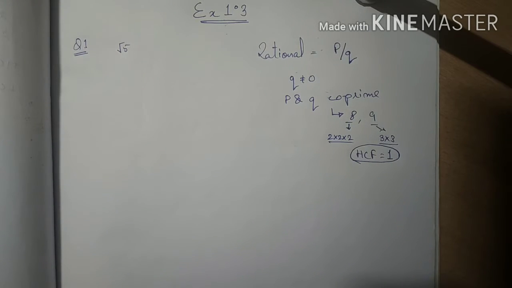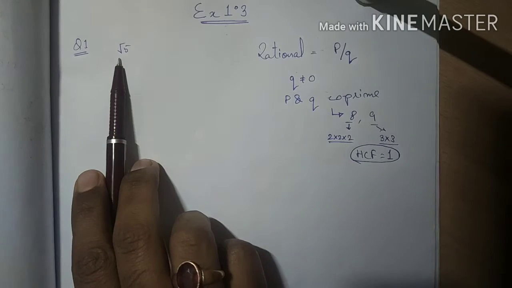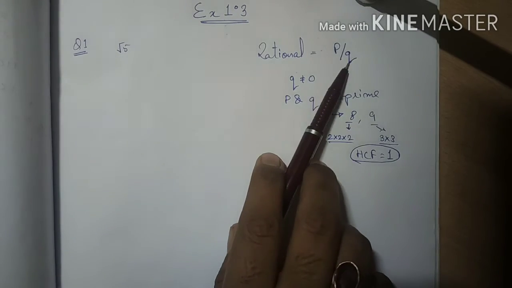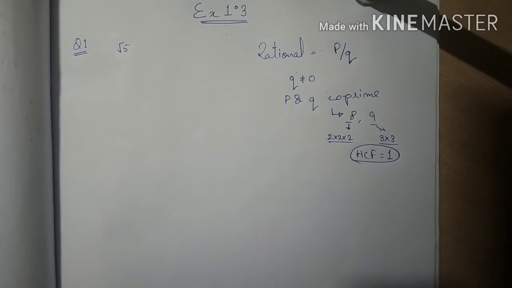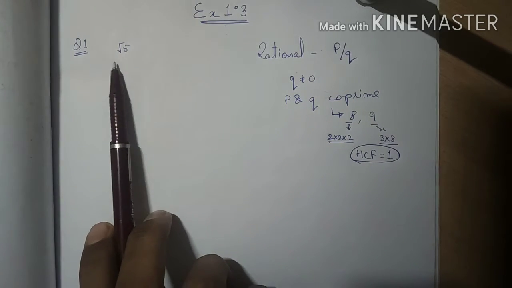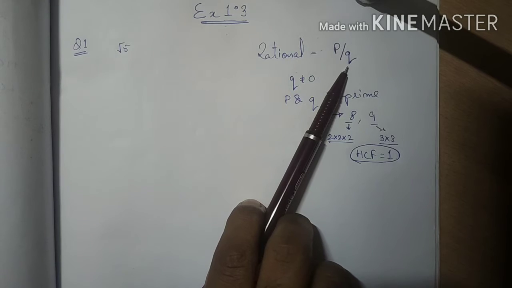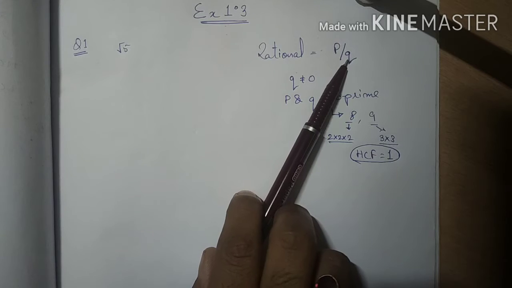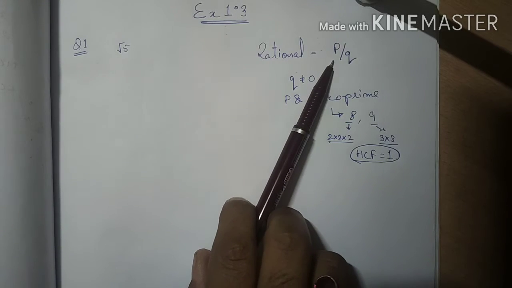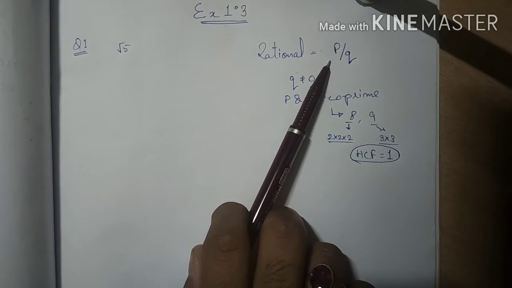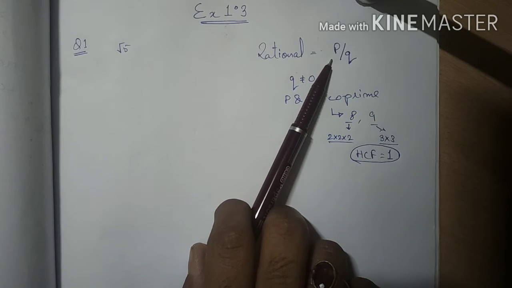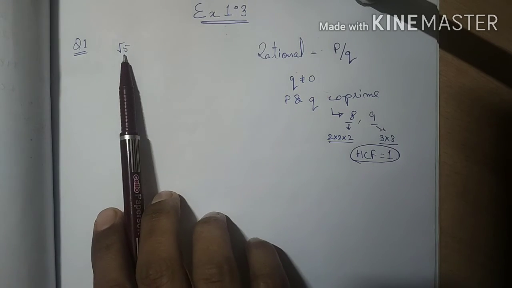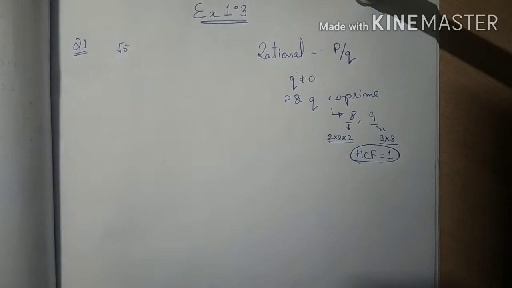Understood? So in this question, we need to prove that root 5 cannot be written in the form of p by q, where p and q are coprime numbers and q is not equal to 0. Since we need to prove that it cannot be written in this form, we will assume that it can be written in this form. Then we will prove our assumption wrong, and then we will state that this cannot be written in this form. So the steps are like this.